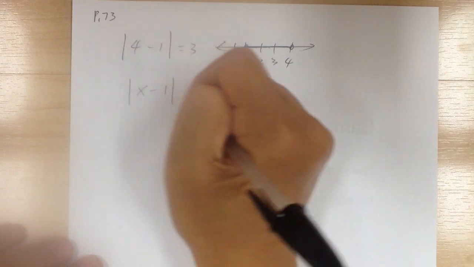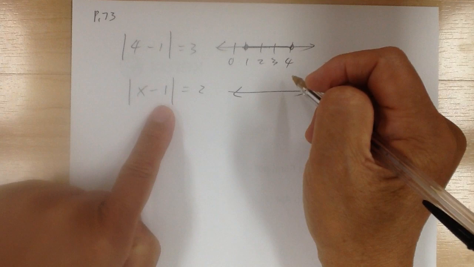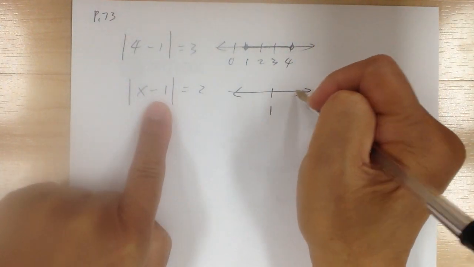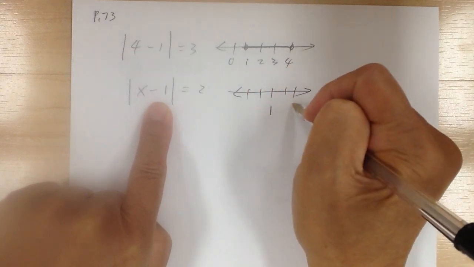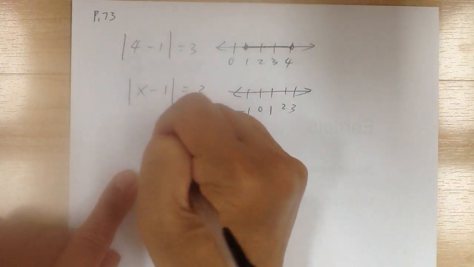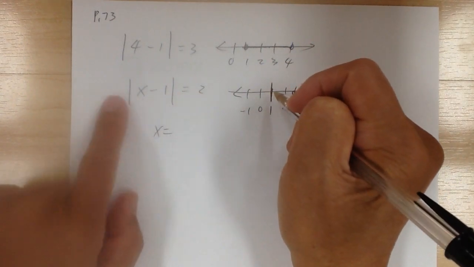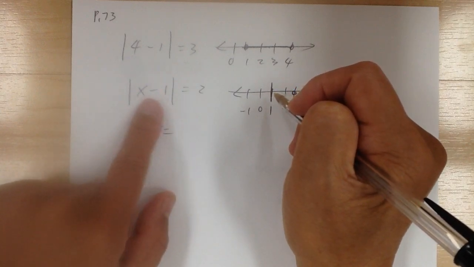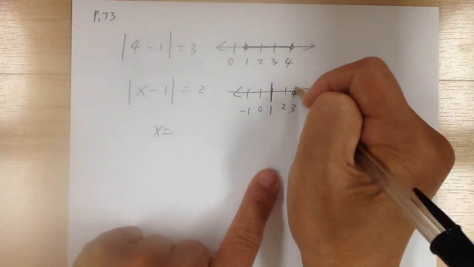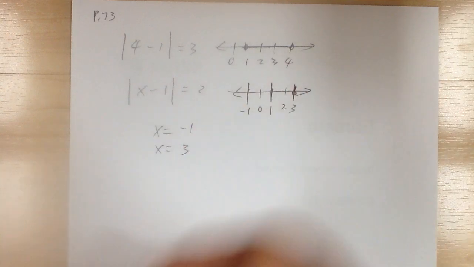Now when you have, let's say, the absolute value of x minus 1 equal to 2. What it's saying is that the distance between them is equal to 2. So you have 1 over here, and the distance is equal to 2. So that means x will equal 3, because here's your starting point. The distance between them is going to be 2, so that means x has to be 3 or negative 1. So that's what that means.